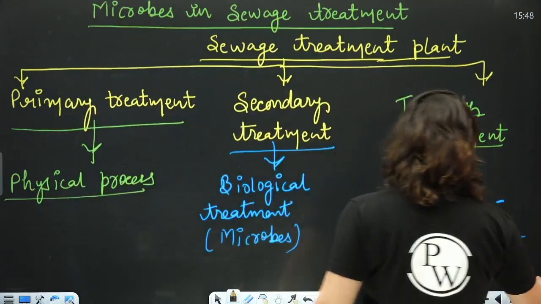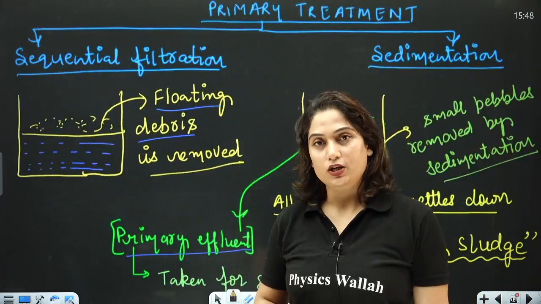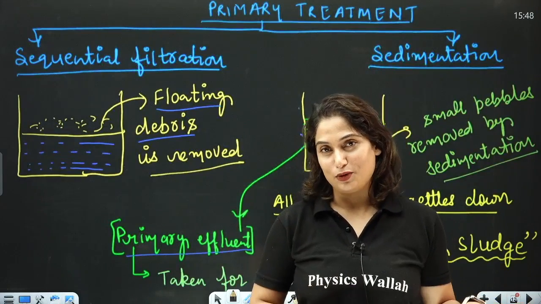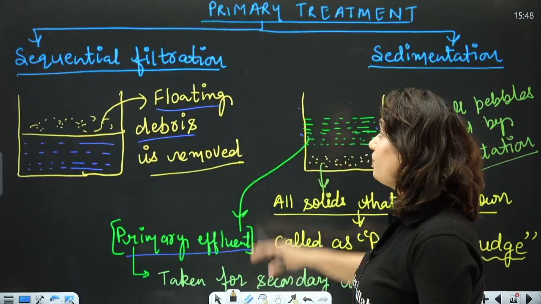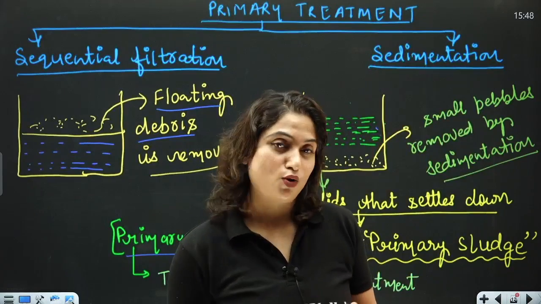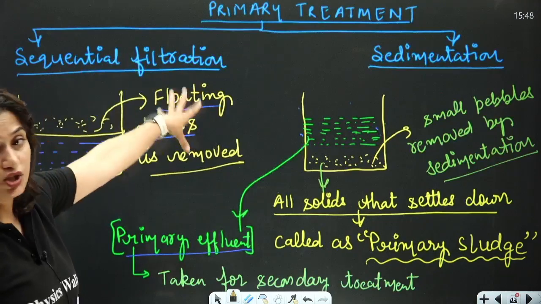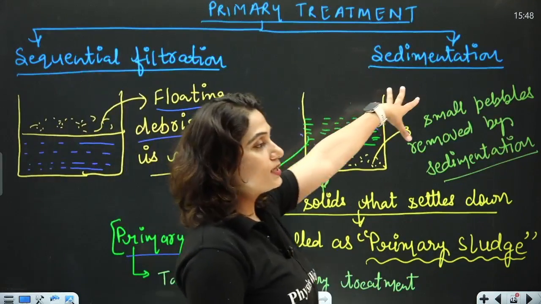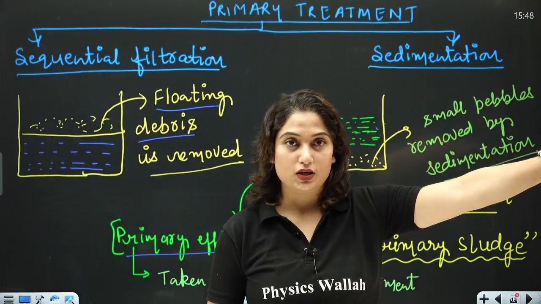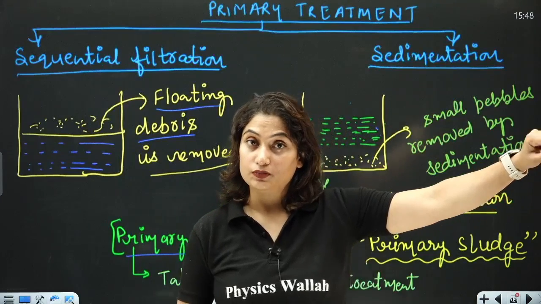Okay, now let's deal with them one by one. First of all, let's discuss what is primary treatment. I just told you that during primary treatment, only physical impurities are removed, right? Primary treatment is done in two stages: one is sequential filtration, another one is sedimentation. This question often comes: what are the two steps of physical treatment? First, sequential filtration. Second, sedimentation.